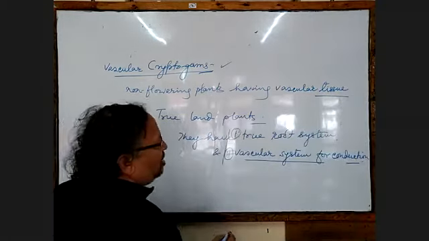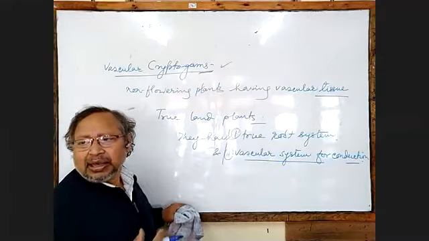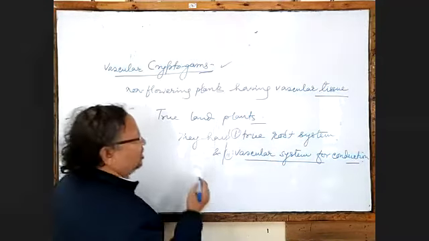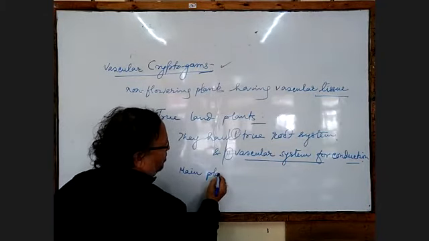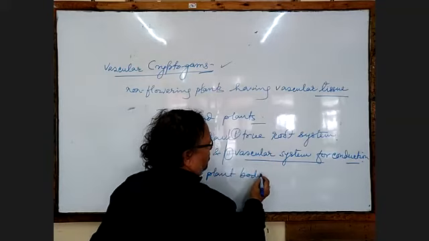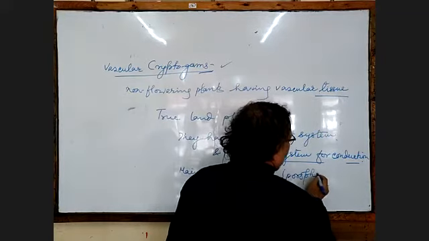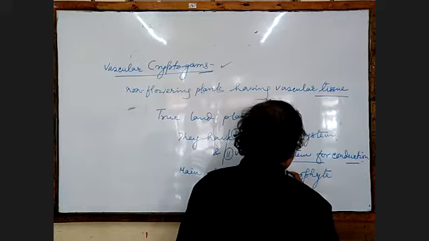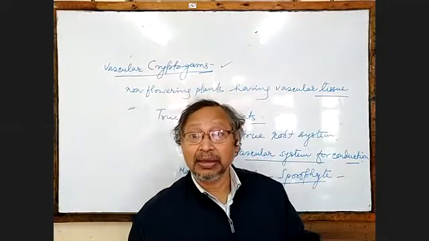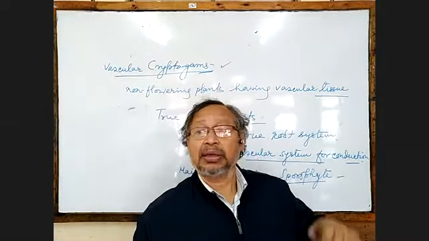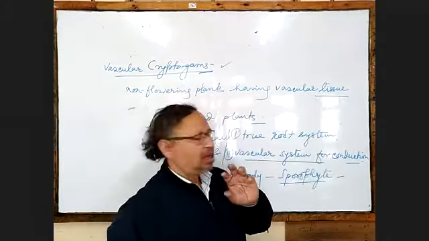Due to these, they are very suitable for land life. Along with that, the main plant body is a sporophyte. Bryophytes and algae have the main plant body as a gametophyte, and the gametophyte is very soft.